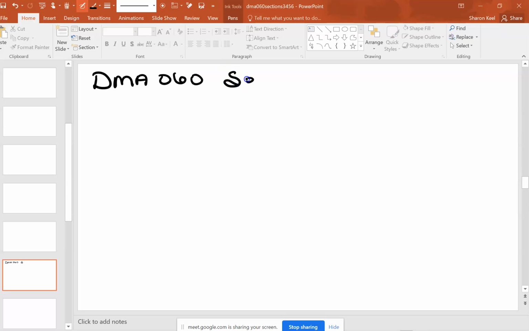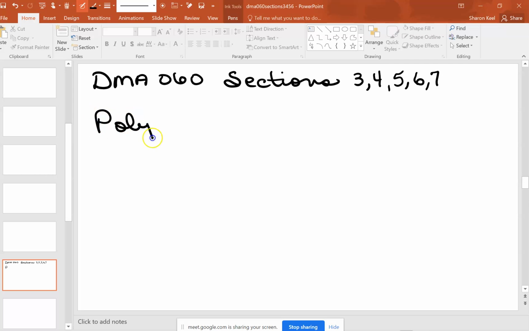We are DMA 60, and today our objective is that we're going to look at sections 3, 4, 5, 6, and 7. In these sections we are going to work with polynomials. We're going to talk about what polynomials are, and we're going to look at how to add, subtract, multiply, and divide polynomials.